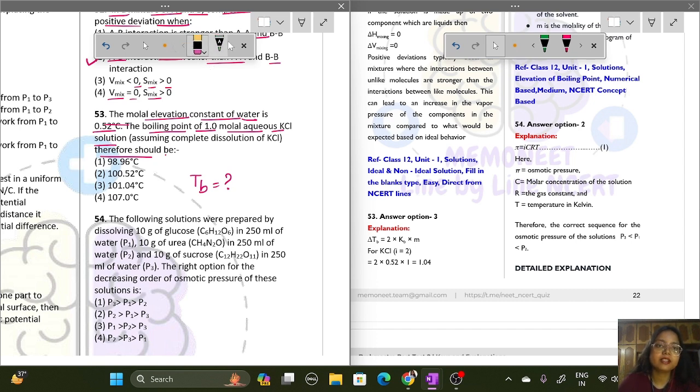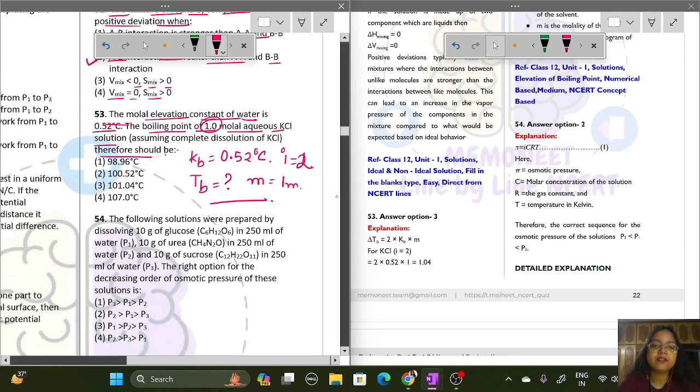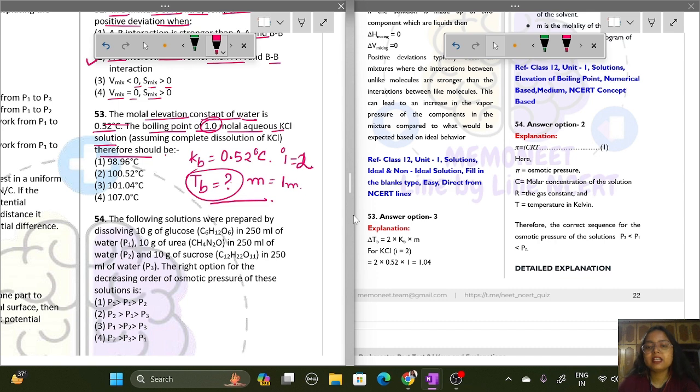What else is given in the question? The molal elevation constant, which means the Kb value, is given as 0.52 degrees Celsius. The i value, we know, is 2. The molality is also given as 1 molal. So these are all given in the question, and we have to find Tb. Similarly, we will put the values in the following equation.